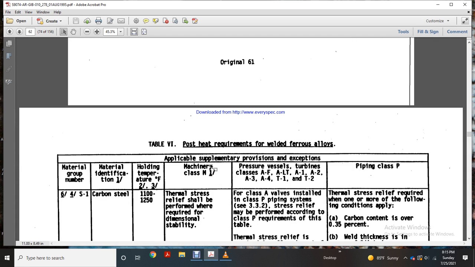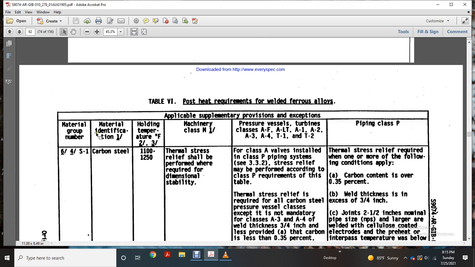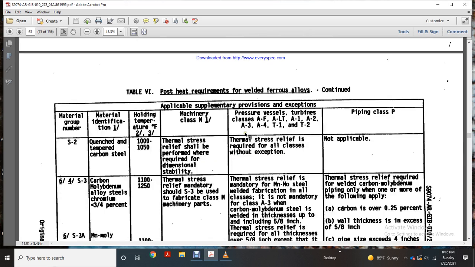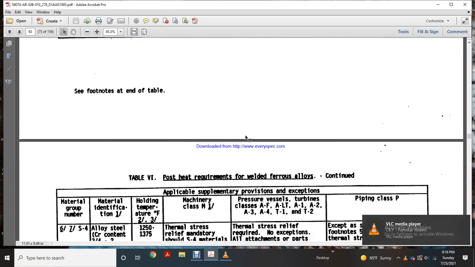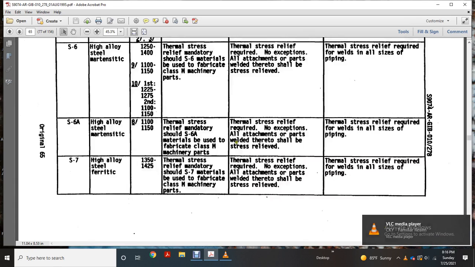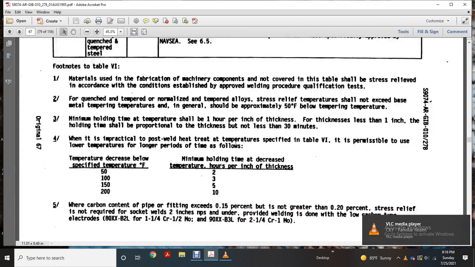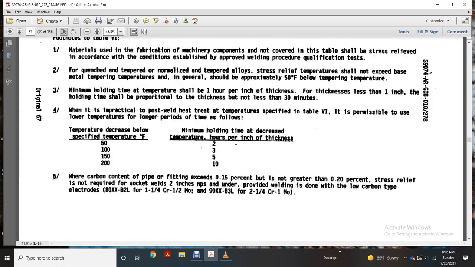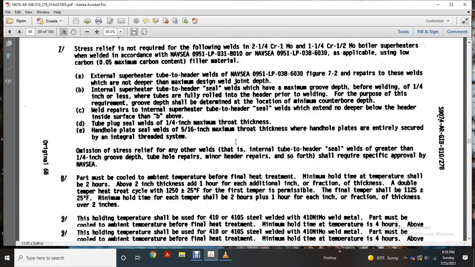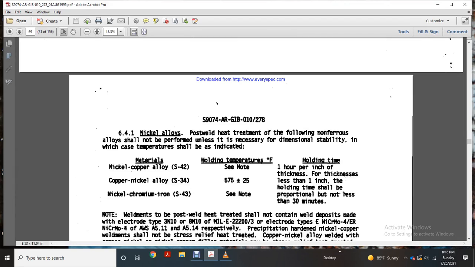Table 6 shows the post-heat requirements of the weld for ferrous materials. It shows the material identification, group number, identification 1, hold temperatures 2 and 3, machining, pressure vessel, turbines, AF, AL, T, A1, A2, A3, A4, T1, 2, 3, piping class. And then it goes through all the metals. And then these are the notes.